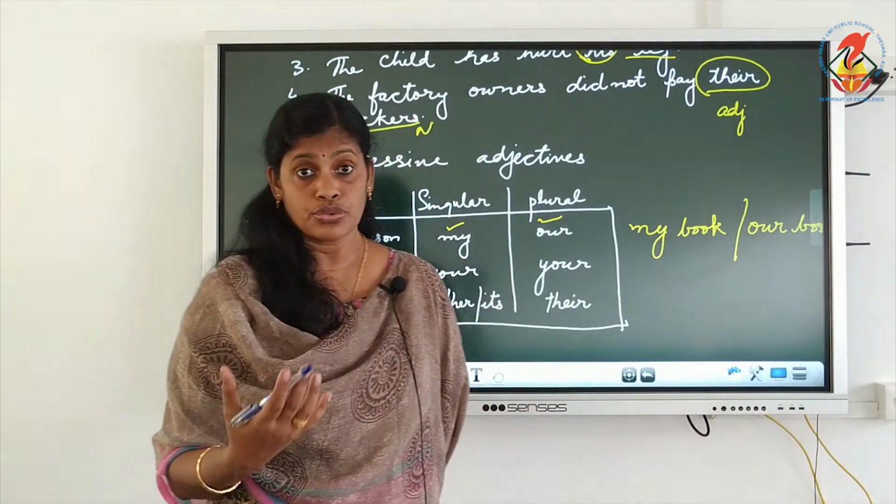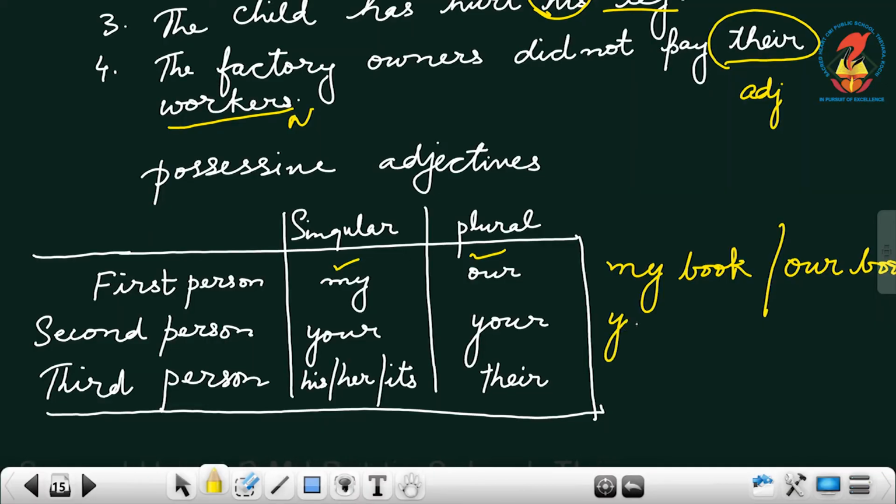Where are your shoes? The word is the same. Where is your shoe? Or where are your shoes? So only the word your is coming. So the word is your for second person. And for third person you can use his, her or it.